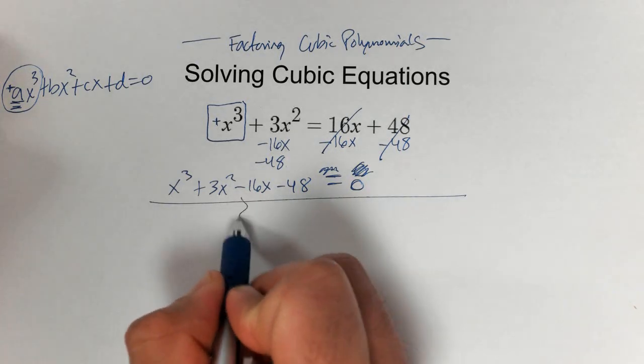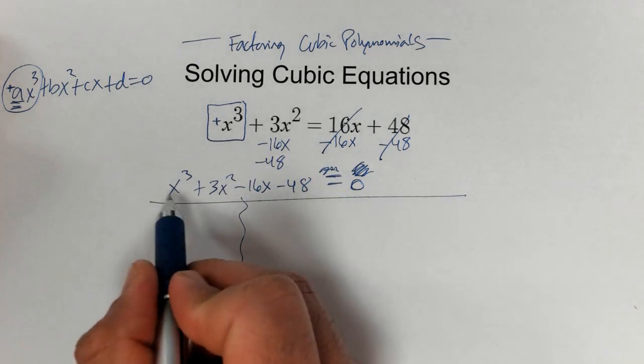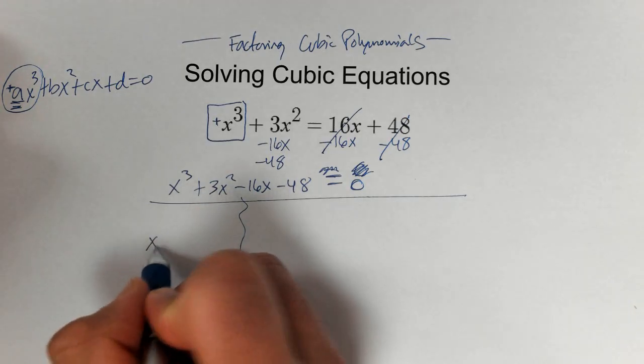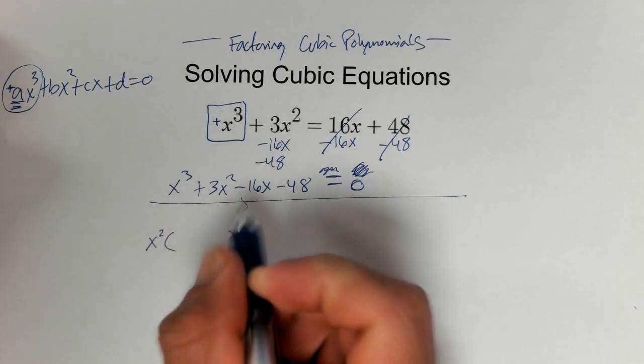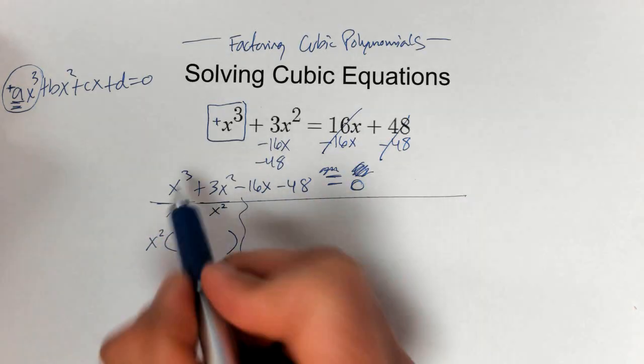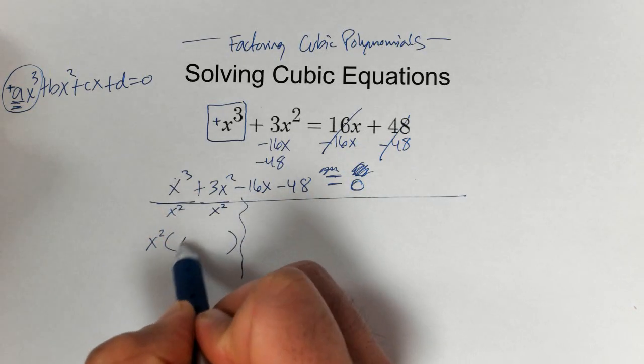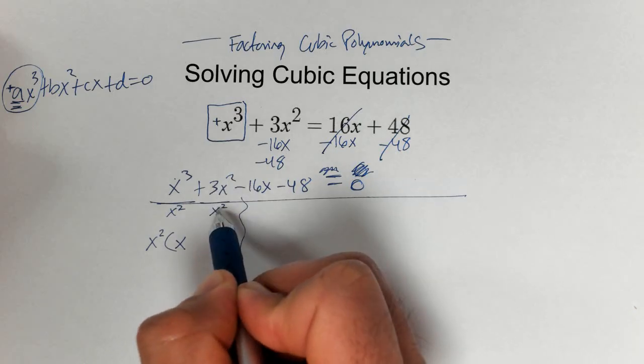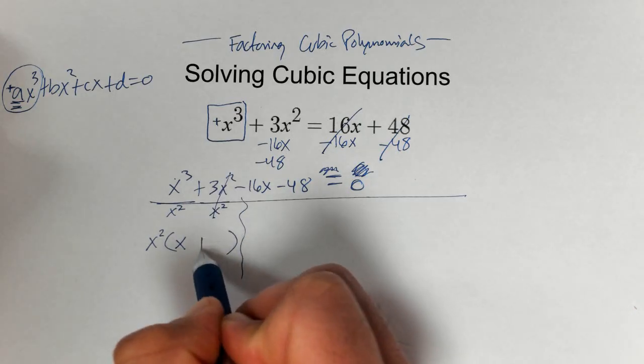I'm going to split this into 2 groups. On the left, they both have an x squared in common. So if I factor out an x squared by dividing both terms by x squared, I'm left with x cubed divided by x squared is an x, and 3x squared divided by x squared leaves me with positive 3.